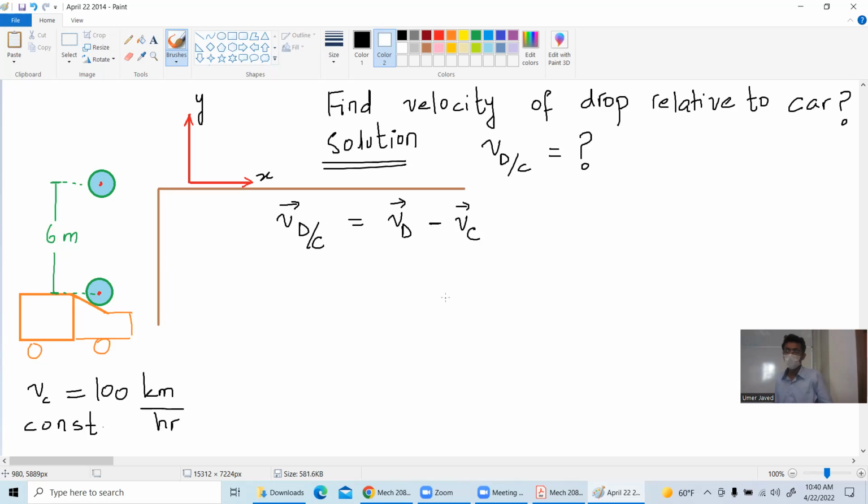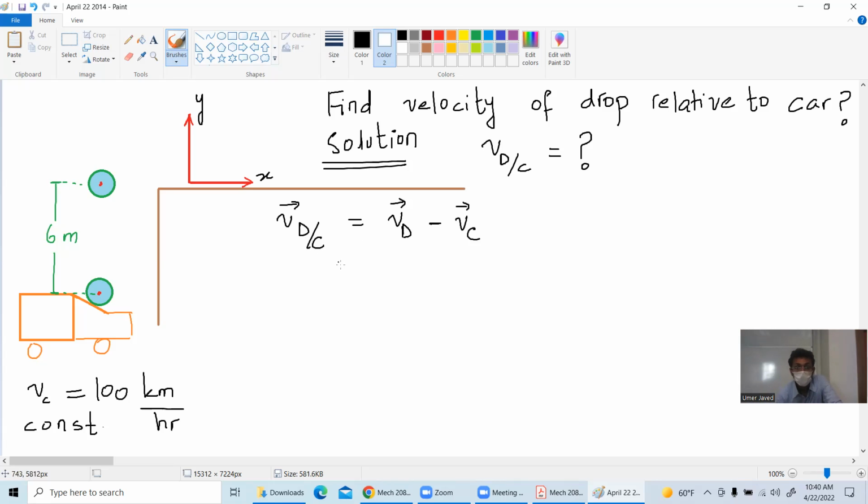Okay, so the question says that there is someone who is driving this car, and from that rooftop, someone has dropped a ball from a height of 6 meters. Now as the car is moving towards the right, the person who is driving the car will see the ball as coming towards him as well as coming down, right? So it will be in this direction because the person is driving and the ball is falling. So you have to find the velocity of drop relative to car. That means VD with respect to C.